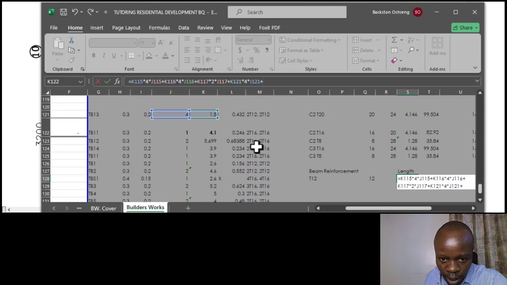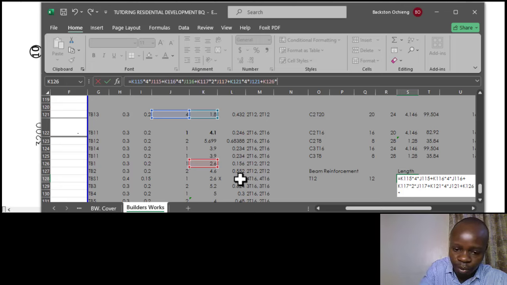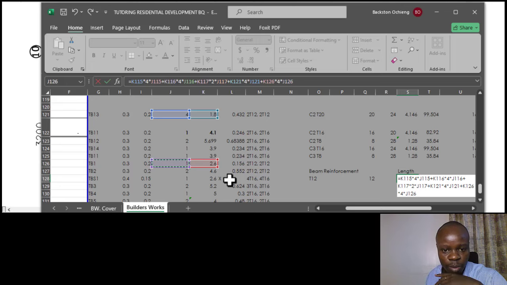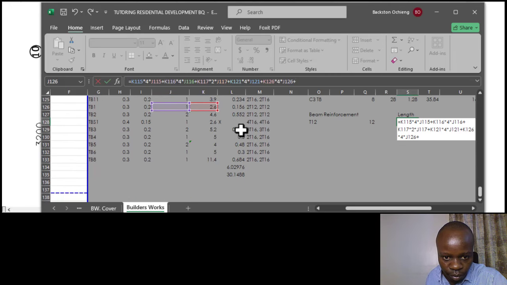The next we have another 2 T16, 2 T16, until we are here. Okay, just be keen while looking through that until we are in this one here. So we've got that times 4 number, that is the number of those reinforcement bars, then times the number of beams. Okay, then you add on to the next as well.